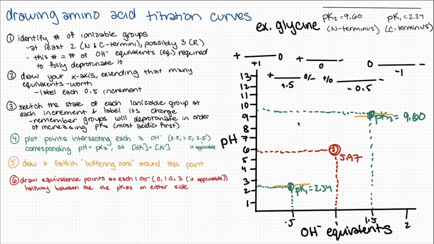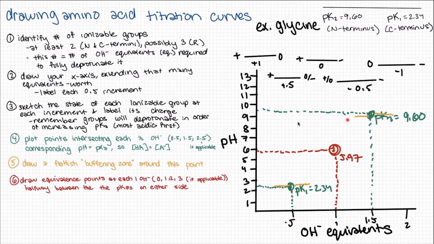And so these are going to be in between the pKa values. You can just add these together and take their average, and for this you get 5.97. You can go ahead and plot out where the pH corresponds to 5.97, and the number of OH minus equivalents is 1. And this is going to be the steepest point, where you get the steep inflection point.